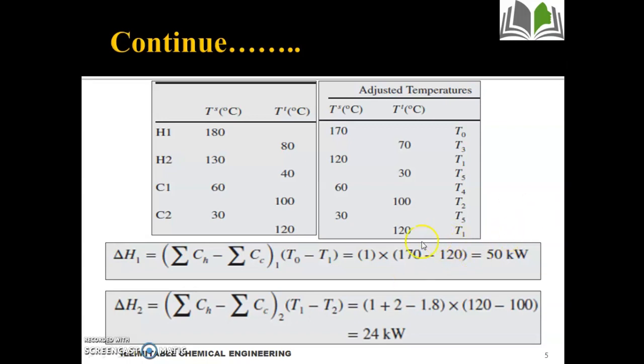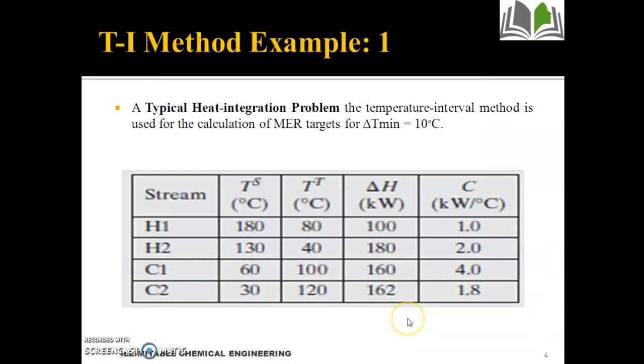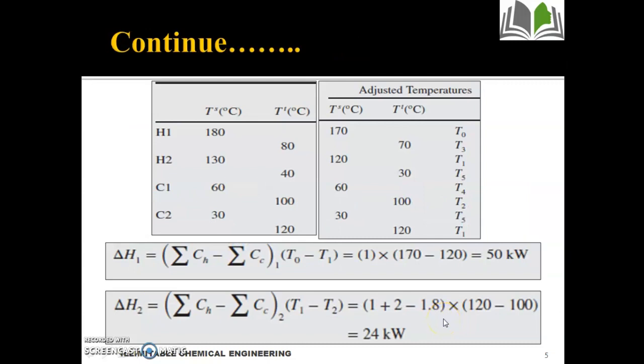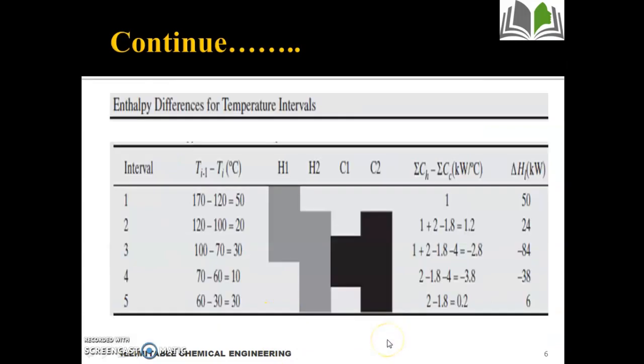H1 stream is also present, H2 stream is also present, and C2 stream is also present, right? So for that you need to write for hot stream specific heat 1 plus 2 minus cold stream 1.8, that is specific heat of C2 1.8. So that is delta H2, 24 kilowatt. This table shows the easy calculation of the delta H.